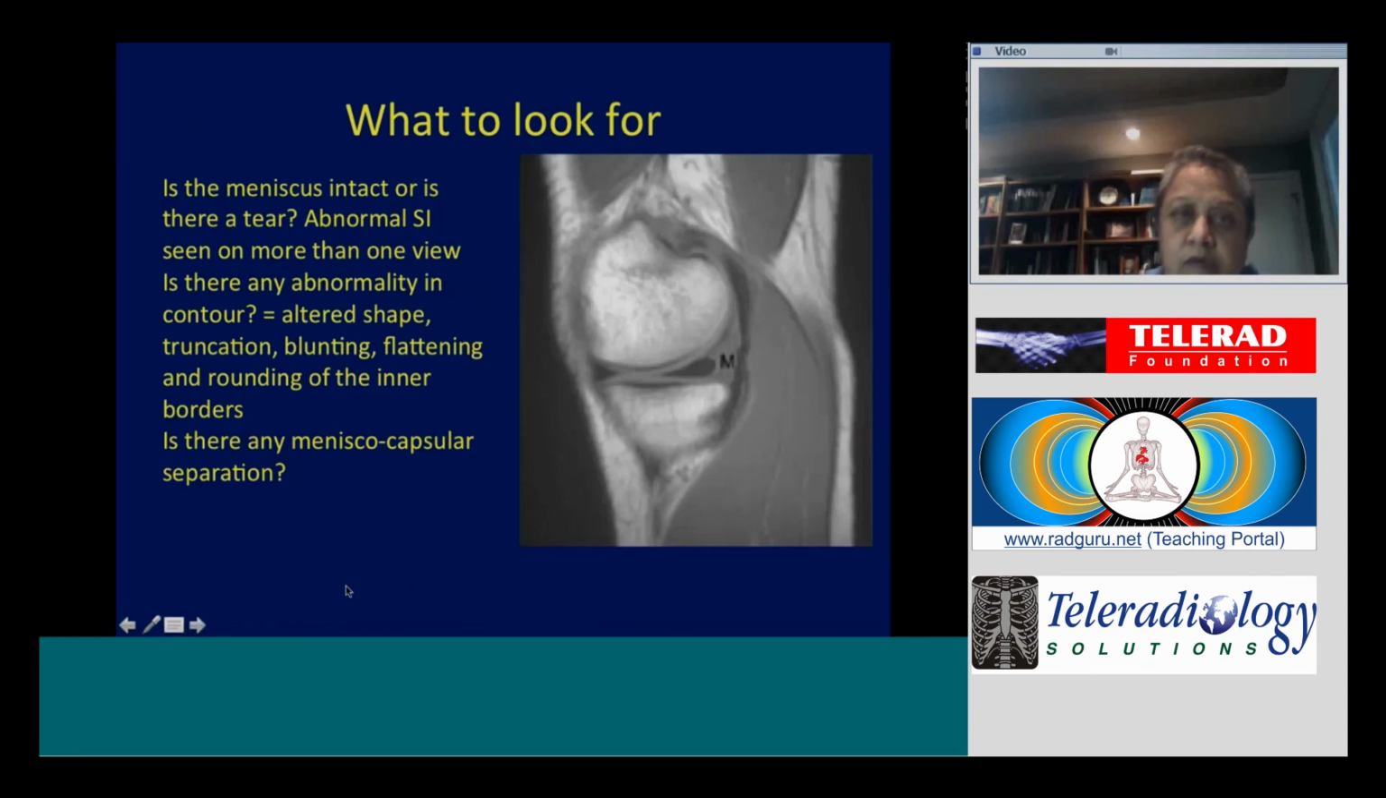What do you look for when you look at the meniscus? We look to see if the meniscus is intact or is there a tear. Do we have abnormal signal intensity? And is this seen on more than one view? Is there an abnormality in contour, such as an altered shape, truncation, blunting, flattening, and rounding of the inner borders? And is there any menisco-capsular separation? Those are the features you need to look for.